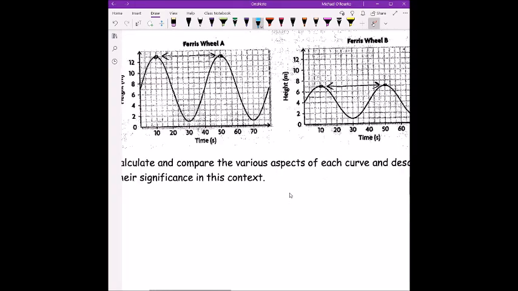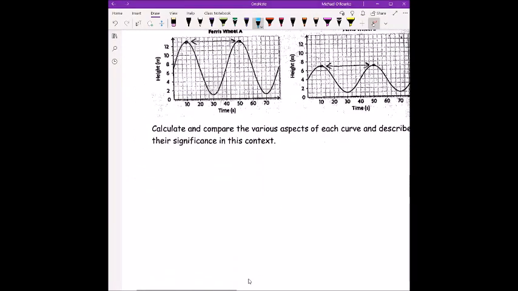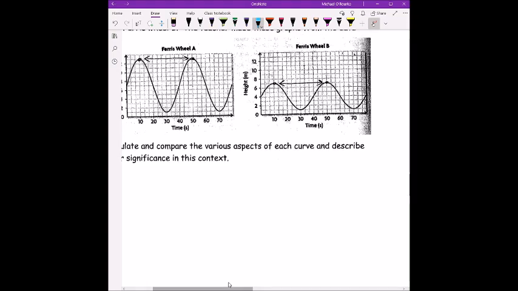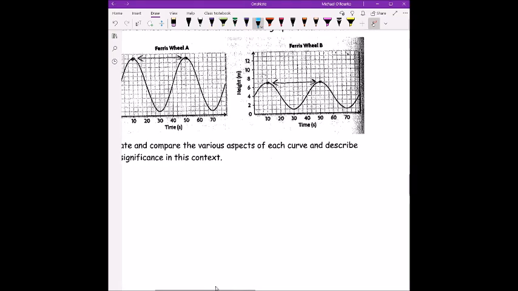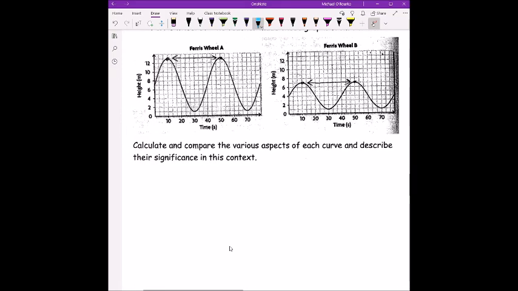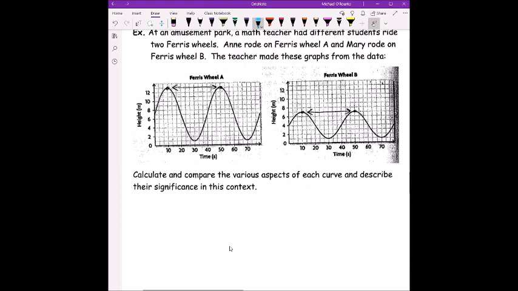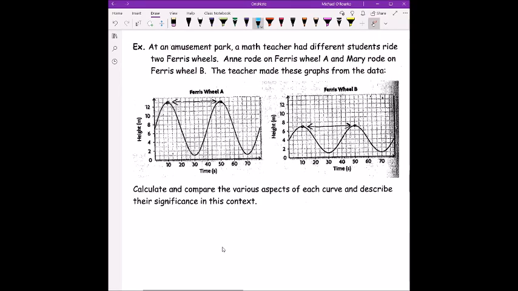So here, let's take a look at this here. We're going to compare these two charts. At an amusement park, a math teacher apparently had nothing to do and no children. So he had two students ride two Ferris wheels. Anne rode Ferris wheel A, and Mary rode Ferris wheel B. The teacher made these graphs with the data.